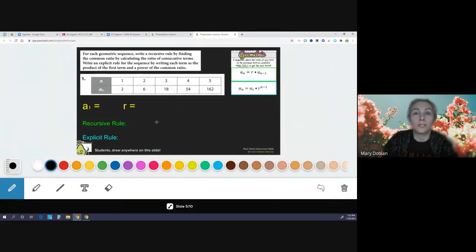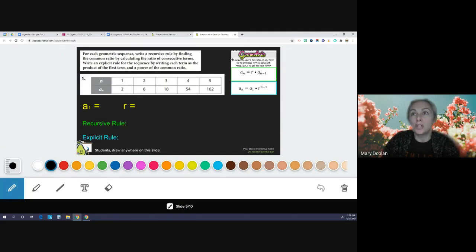So we're going to do this slide together. For each geometric sequence, write a recursive rule by finding the common ratio, by calculating the ratio of consecutive terms. We've done that before. We've calculated the common ratio. And we're going to write an explicit rule for the sequence by writing each term as the product of the first term and a power of the common ratio.